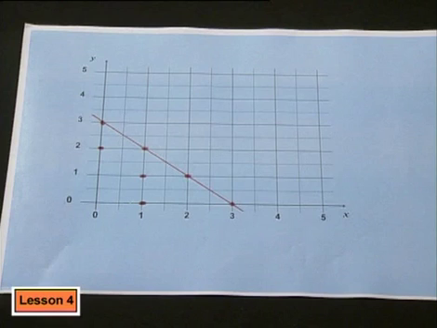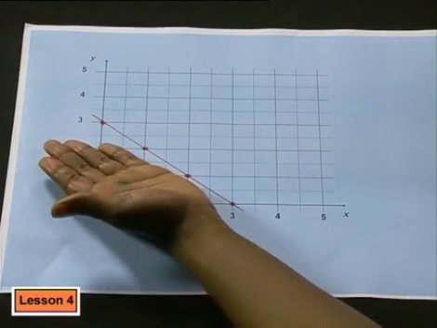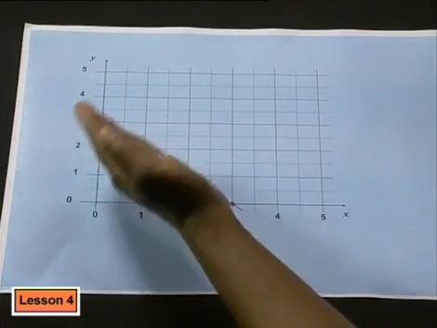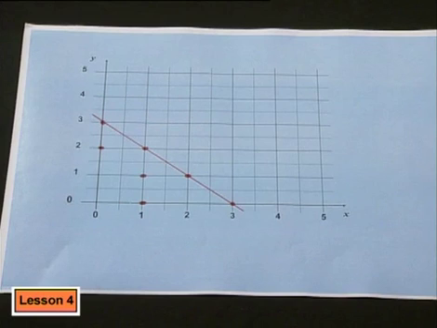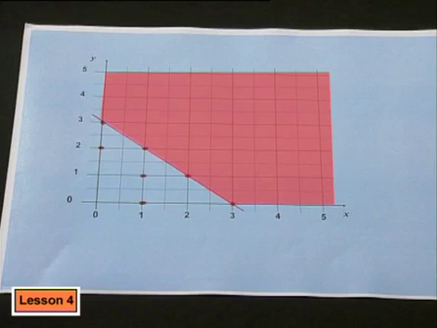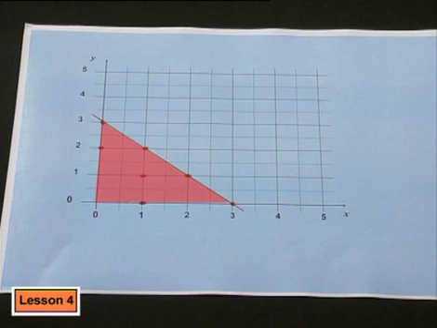If you carry on plotting points that fit the inequality, you will find that they all lie in this area below the line. So the line represents the equation x plus y equals 3, which divides the graph into 2 regions. A region with points that satisfy the inequality x plus y less than 3, and a region of points that don't. We can show that all the points in this region satisfy the inequality by coloring in the region.